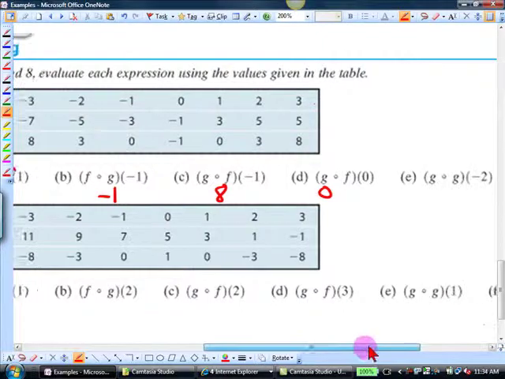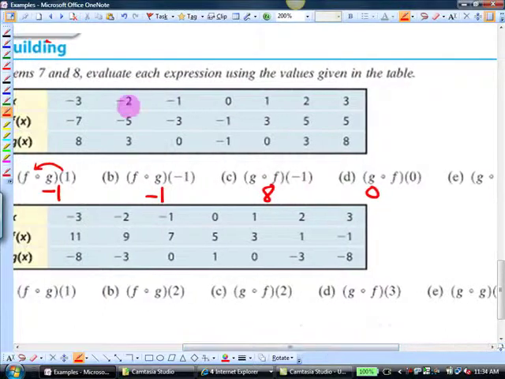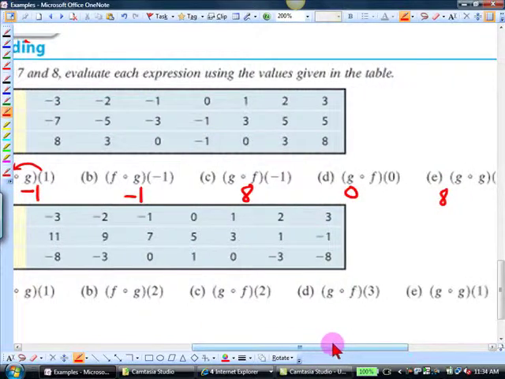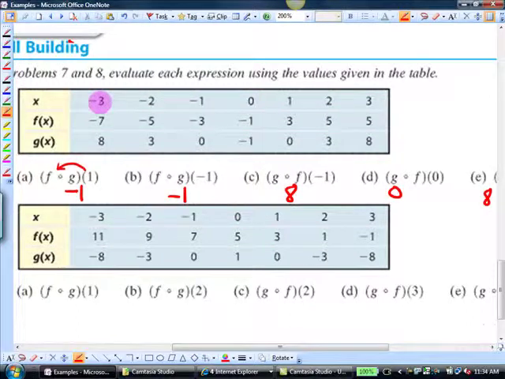Okay. All right, the last one, g of g of -2. So we go to -2, and g of -2 is 3. We go to 3, and we go back down to g, 8. Okay. And there was a question about g of g of -3. We wouldn't be able to do that. That's exactly right. If you had g of -3, you'd go to -3, you'd get 8. You can't go to 8 on the x line, so it's no solution.